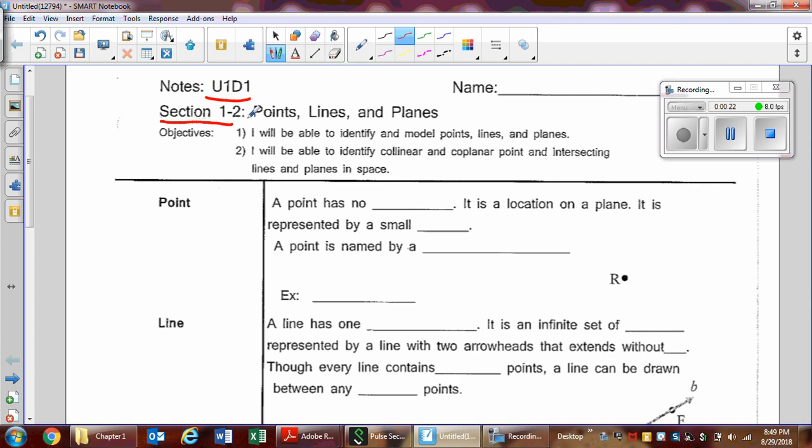And when we always start geometry, we start with the smallest part, which is a point, and then we go through a line and plane. So when we're done with this note, you'll be able to identify and model what a point is, what a line is, and what a plane is. And also you'll be able to identify collinear, coplanar points, and intersecting lines and planes in a space. So just make sure you guys understand what is the objective that we're trying to cover in this specific one.